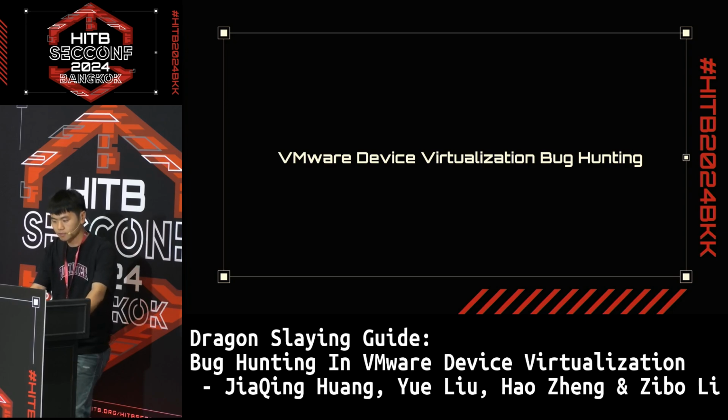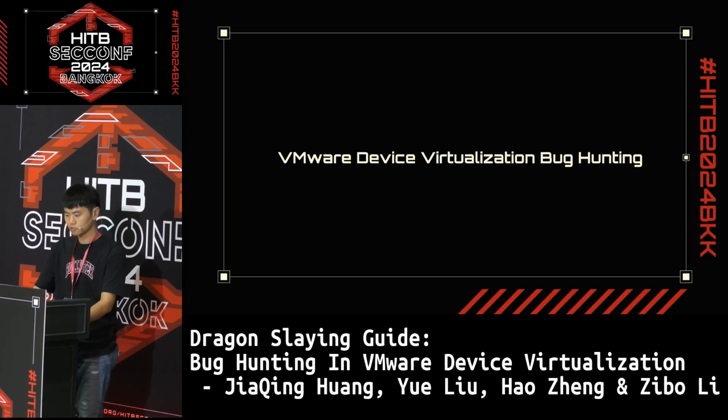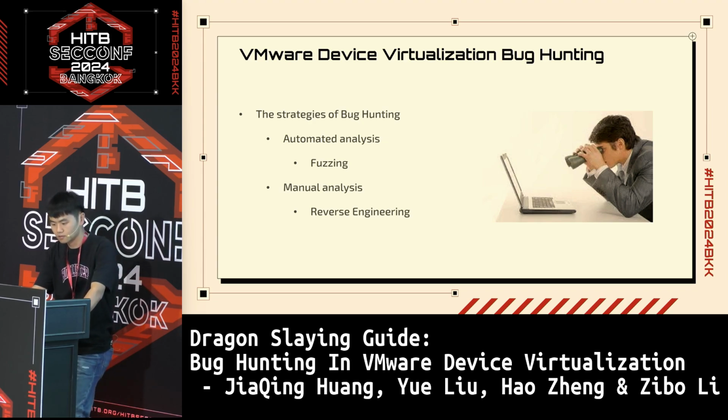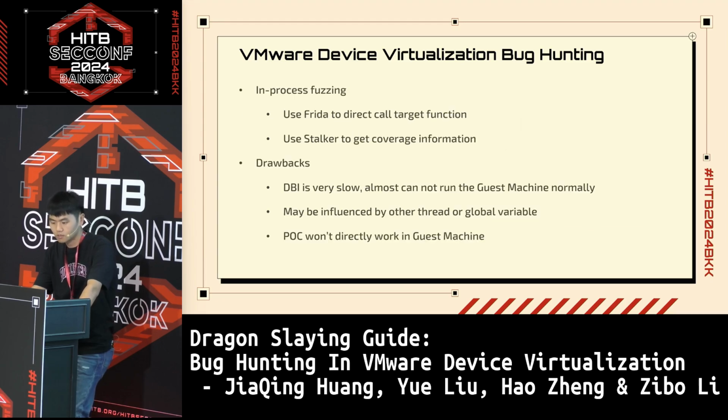Let's enter the second part: VMware device virtualization bug hunting. Generally, there are two types of strategies for vulnerability discovery. We try to do automated analysis by fuzzing the target device, and manual analysis by reversing the device implementation.